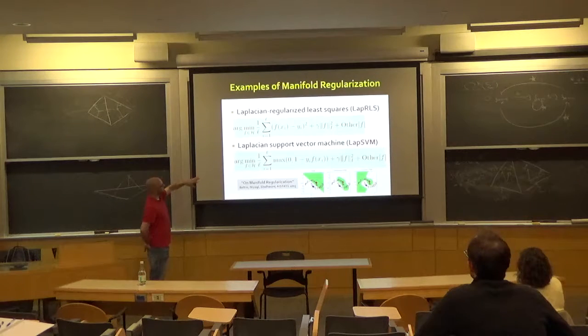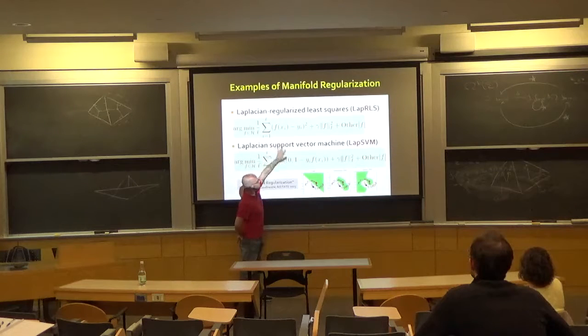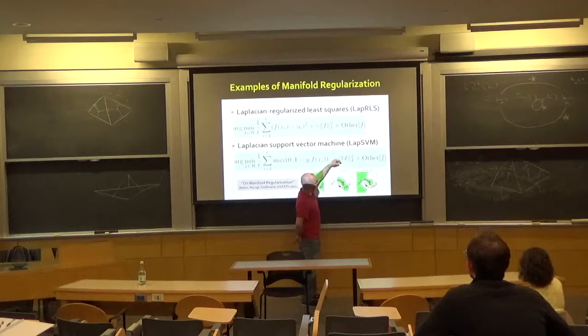But essentially the idea here is you have one term for your loss, like here this is least squares, and here this is SVM. And then you have the second term, which says specifically if I restrict to this graph, how smooth is my data set? It's as simple as that energy we had before, it's least squares.